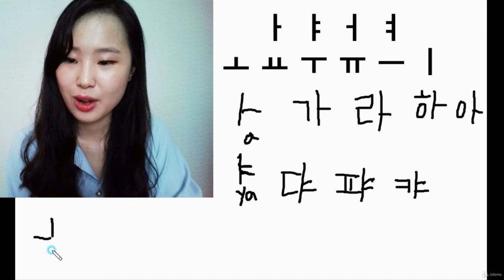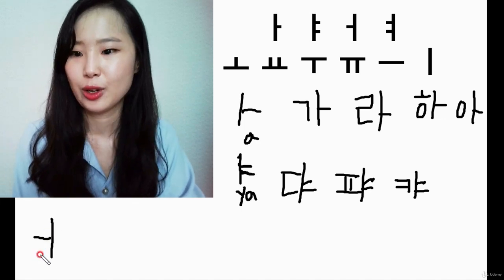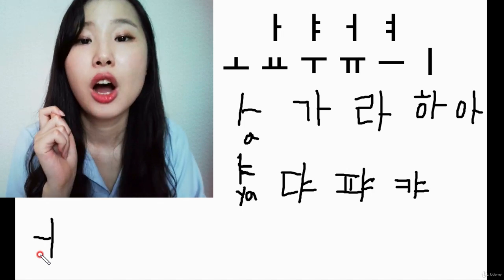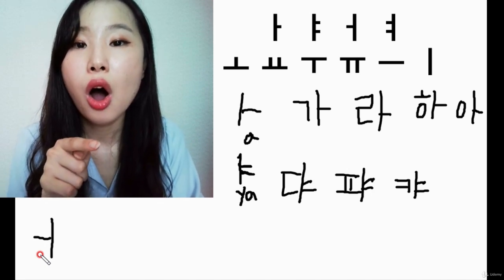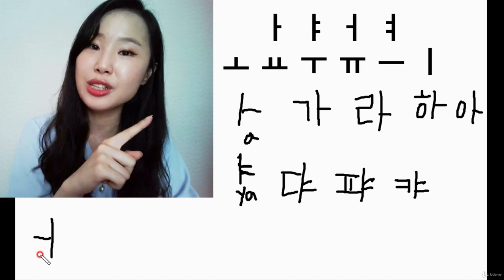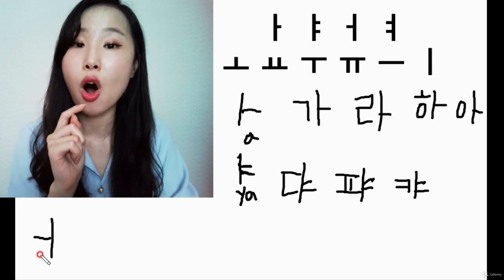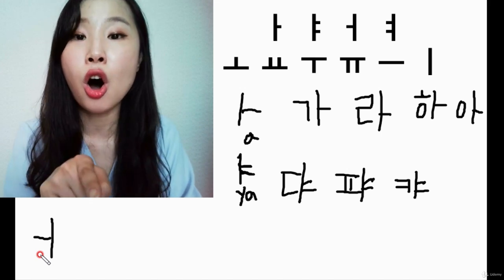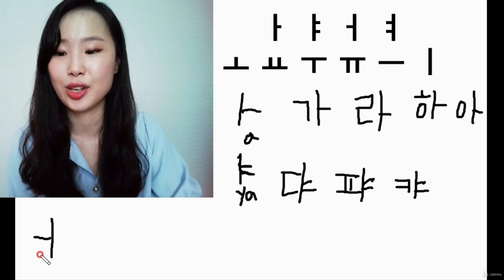And the next one is a bit difficult. When you pronounce this one, it is the aw sound. Aw. Like the English word account, it starts with aw. That's the same sound. It's aw, not oo. It's the aw sound.